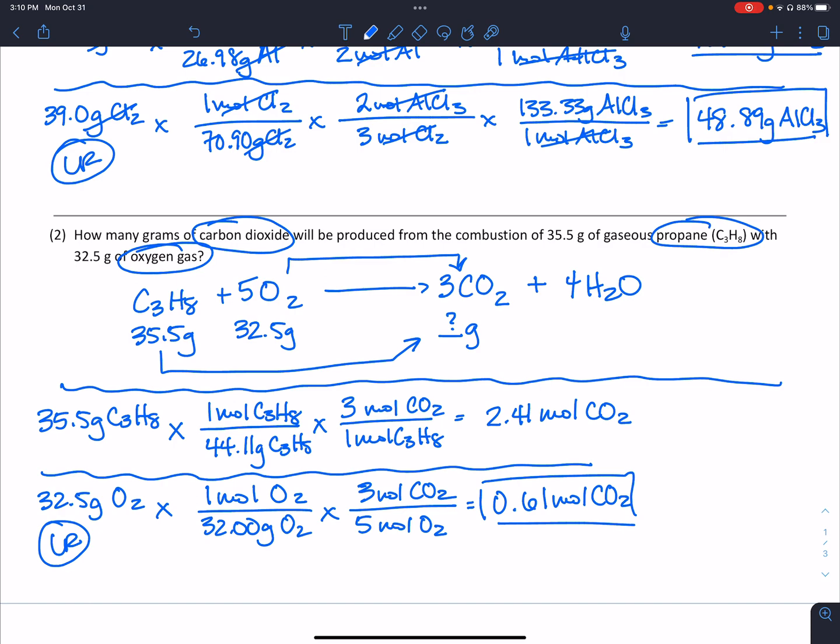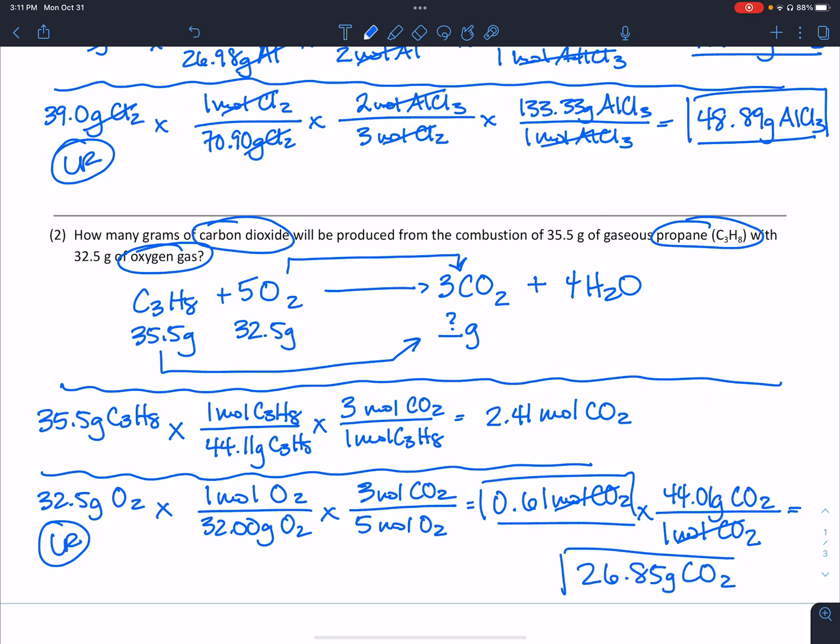But the problem wants to know grams of CO2. So I actually need to add one more step right here where I convert those moles to grams. And I know that 1 mole of CO2 has a molar mass of 44.01 grams. That's going to let me cancel those moles of CO2. And we're going to get an answer of 26, not 28, 26.85 grams of CO2 will be produced here.